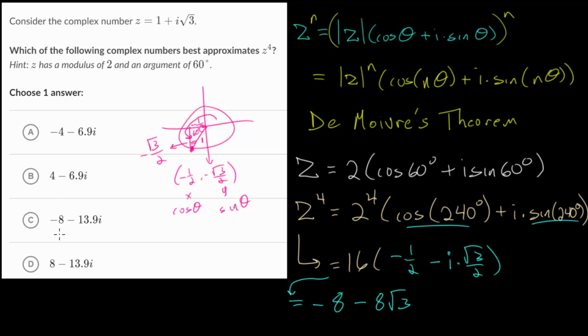Comparing this to our answer choices, we don't actually have this in exact form, but we can see that negative 8 has to be a real value, so C is the only option. But if we plug this into our calculator, we will see that minus 8 times the square root of 3 is approximately minus 13.9.